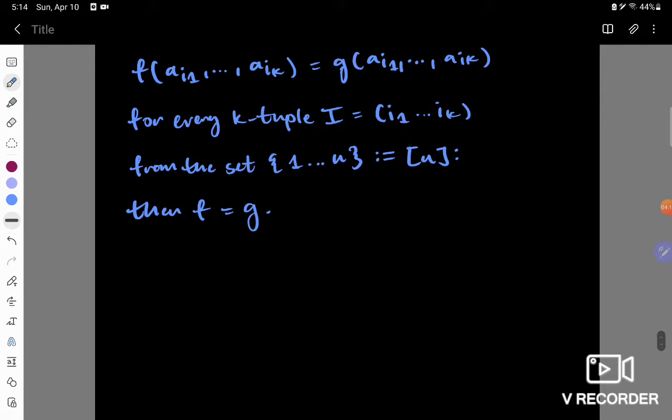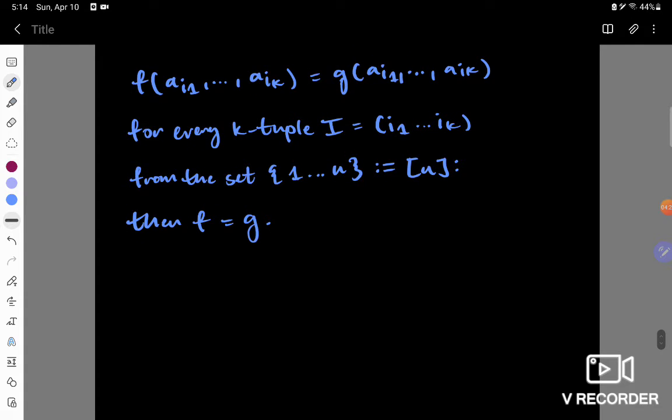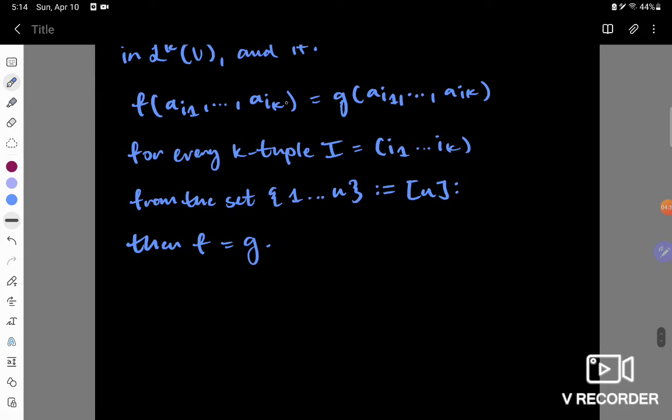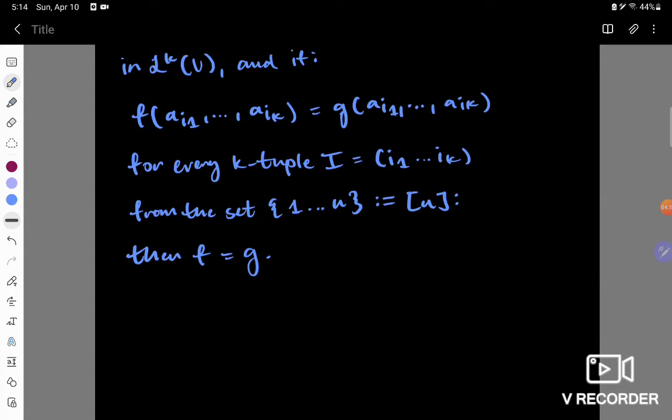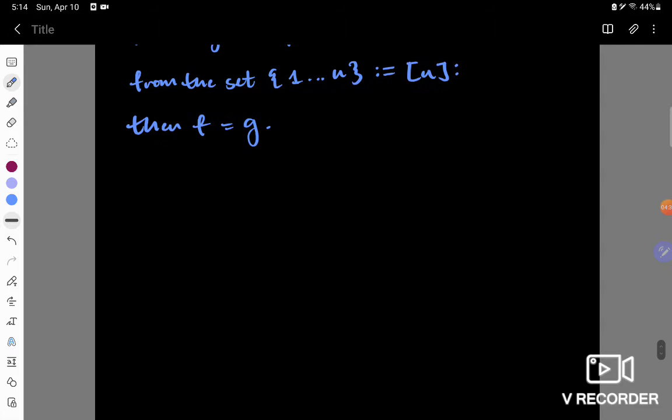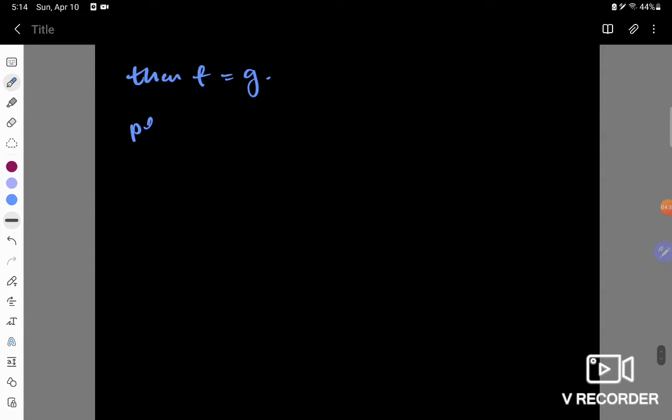Actually, one important requirement that I should have pointed out is that this k-tuple definition here does not presuppose anything about the ordering or the arrangement of these indices. It just matters that they agree on all k-tuples here, right? So let's prove this.